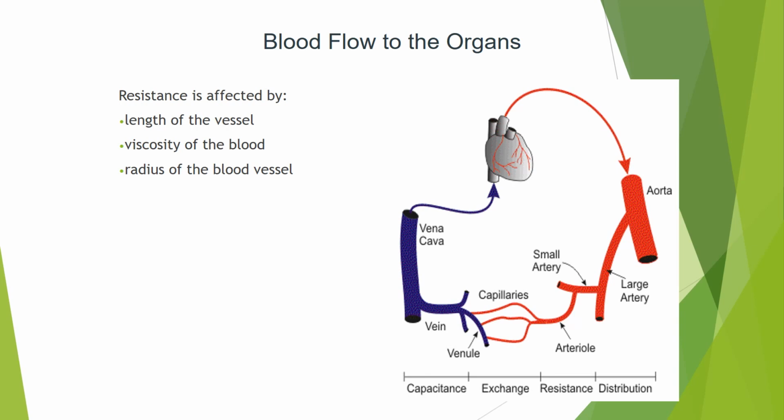So the determining factor for resistance will be the radius of the blood vessel. If we have a decreased radius, we'll have an increase in resistance. Okay, so smaller vessels will have more resistance than larger vessels. So here in our image, the arterioles and the venules have the smallest radius, so they'll have the largest resistance for blood flow to them.